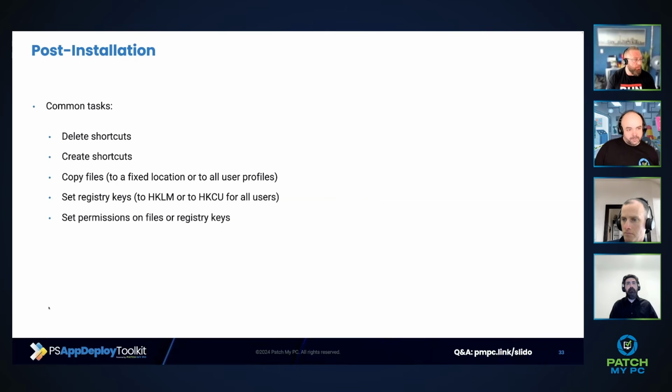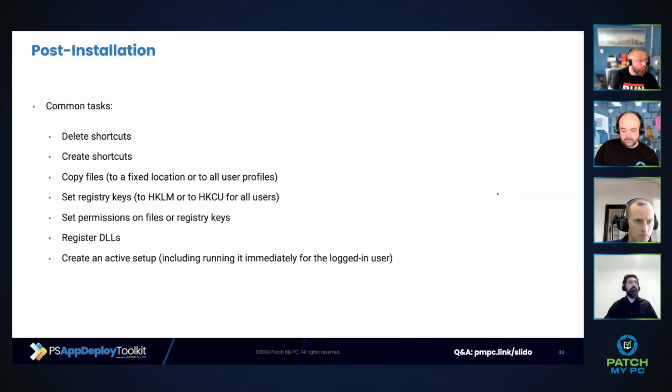Useful stuff to have in the post-installation scenario. Typically, you want to delete some shortcuts. You might want to create some shortcuts. You may want to copy files either to a fixed location like the application installation folder or to all user profiles. You can set registry keys. Again, you can do that for all users on the system using the functions that we have in the toolkit. Might want to set permissions, register DLLs, or create an active setup.